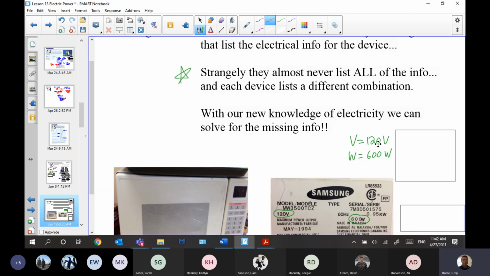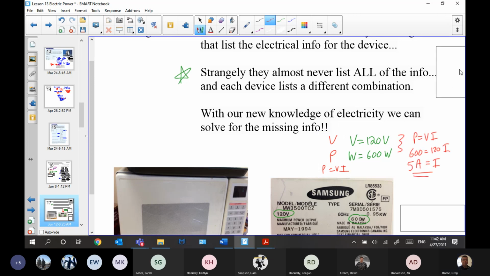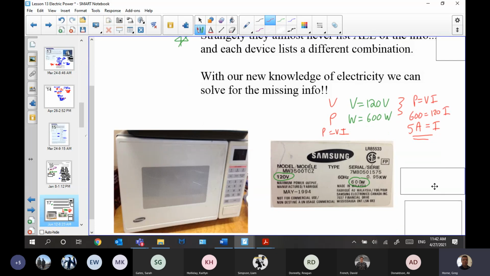So here we've got voltage and we've got wattage. We can figure out the missing piece. They gave us V and they gave us P, and we know P equals VI, right? So we can figure out the current that this microwave would draw. Boom, there it is. You can calculate that it would draw 5 amps. So you could run 2 of these microwaves at once on a regular circuit.